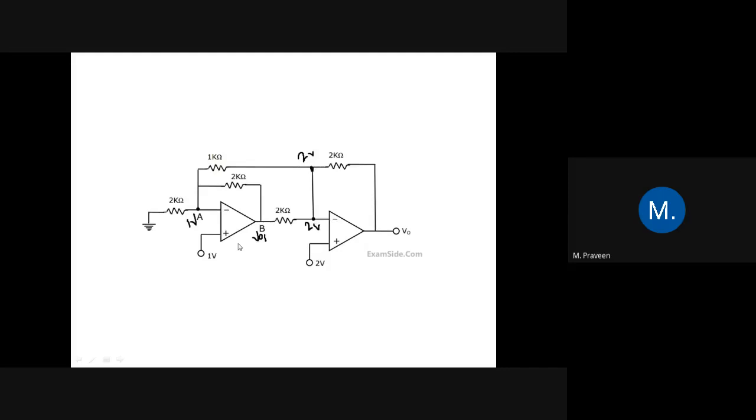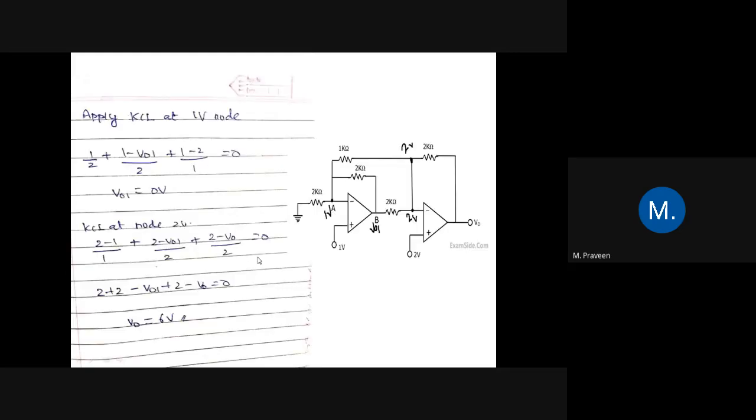Now we have to apply the nodal voltage here, so by applying it we can find V naught of 1. Apply KCL at 1 volt. By applying that, we are getting the equation as (1 minus V naught of 1) divided by 2 plus (1 minus 2) divided by 1, which is equal to 0. If you simplify, we'll be getting V naught of 1 value as 0 volt.